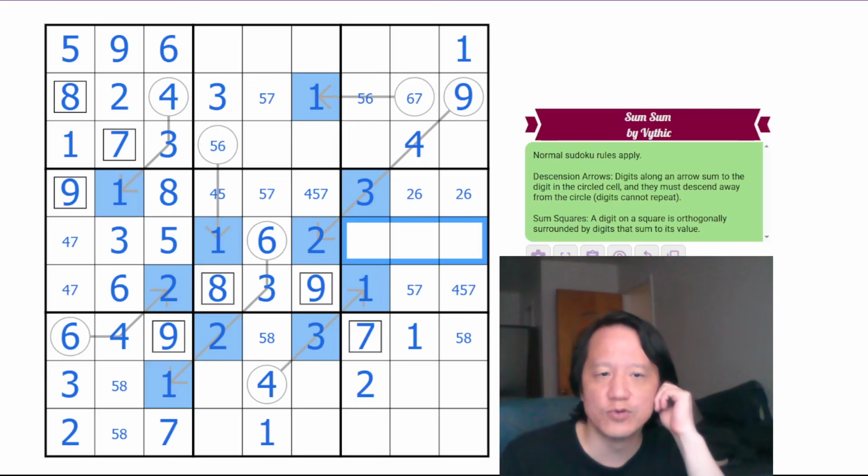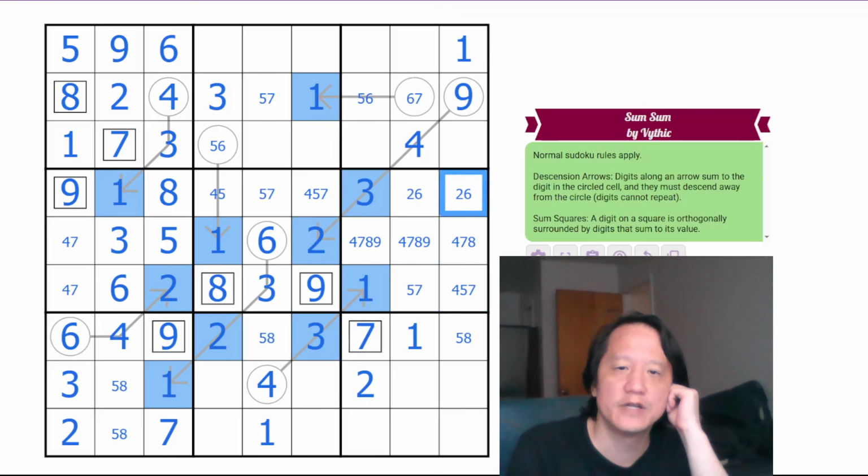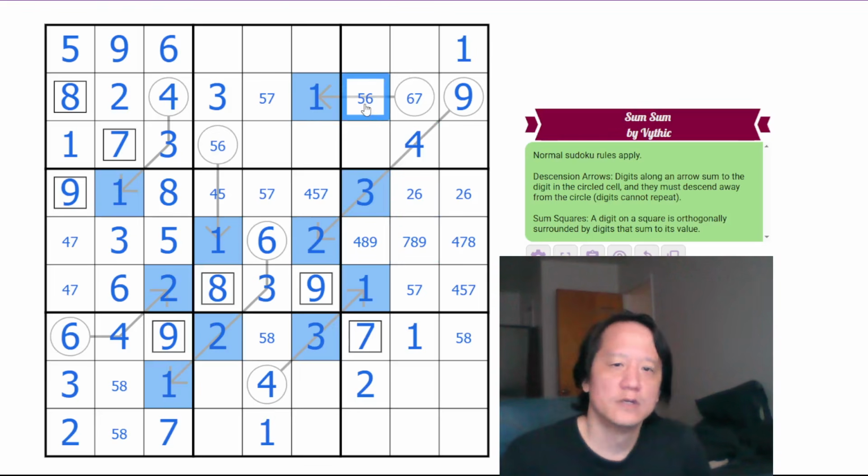Remaining digits of row 5 are 4, 7, 8, 9. No 9 here, no 7 here because of digits in the column. No 4 there, same. So we're guaranteed a 6 here.